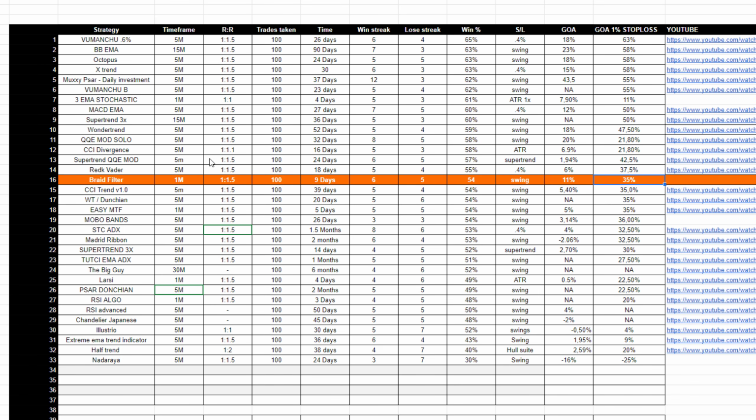Yeah, nice strategy. My best 1 minute strategy until now, next to the 3 EMA stochastic. But the gain on account is higher on this one because the positions that you take are a bit higher.